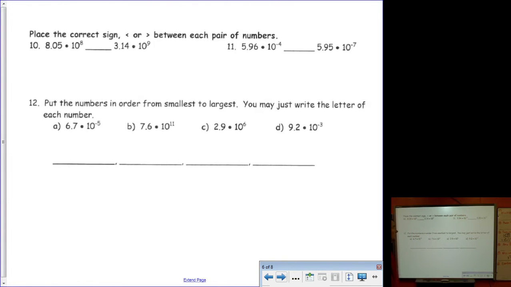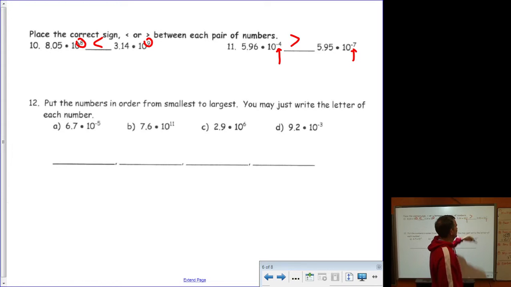All right, here I'm comparing numbers to see which one is bigger. The first thing I should do is check the exponent. In number 10, this is a bigger exponent than this, so the second number is the larger number. And in number 11, -4 is bigger than -7, so the larger exponent is always the larger number.